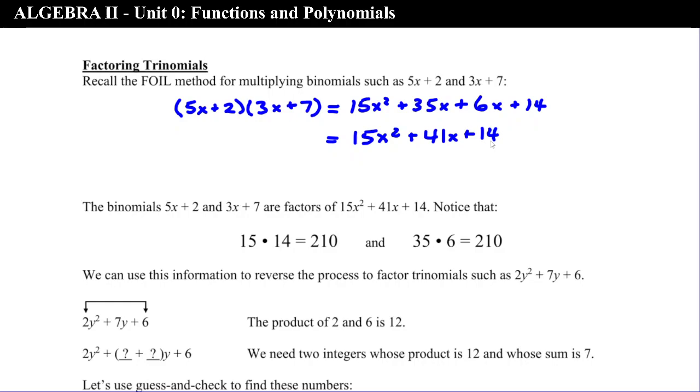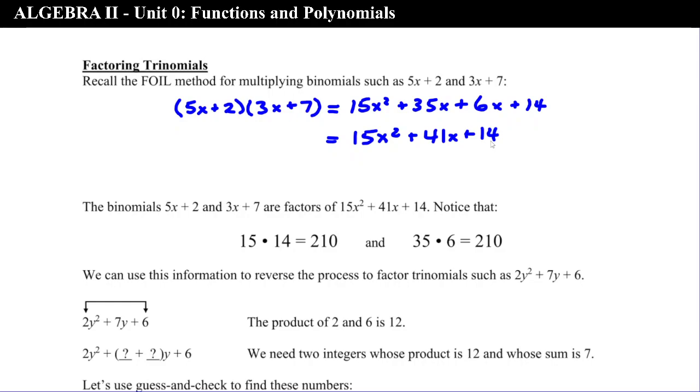Okay, well, the binomials 5x plus 2 and 3x plus 7 are the factors of 15x squared plus 41x plus 14. Okay? So here's something to notice, because we're always looking for relationships, and we're always looking for where we have something that is a pattern in math. Math, again, is all about patterns.